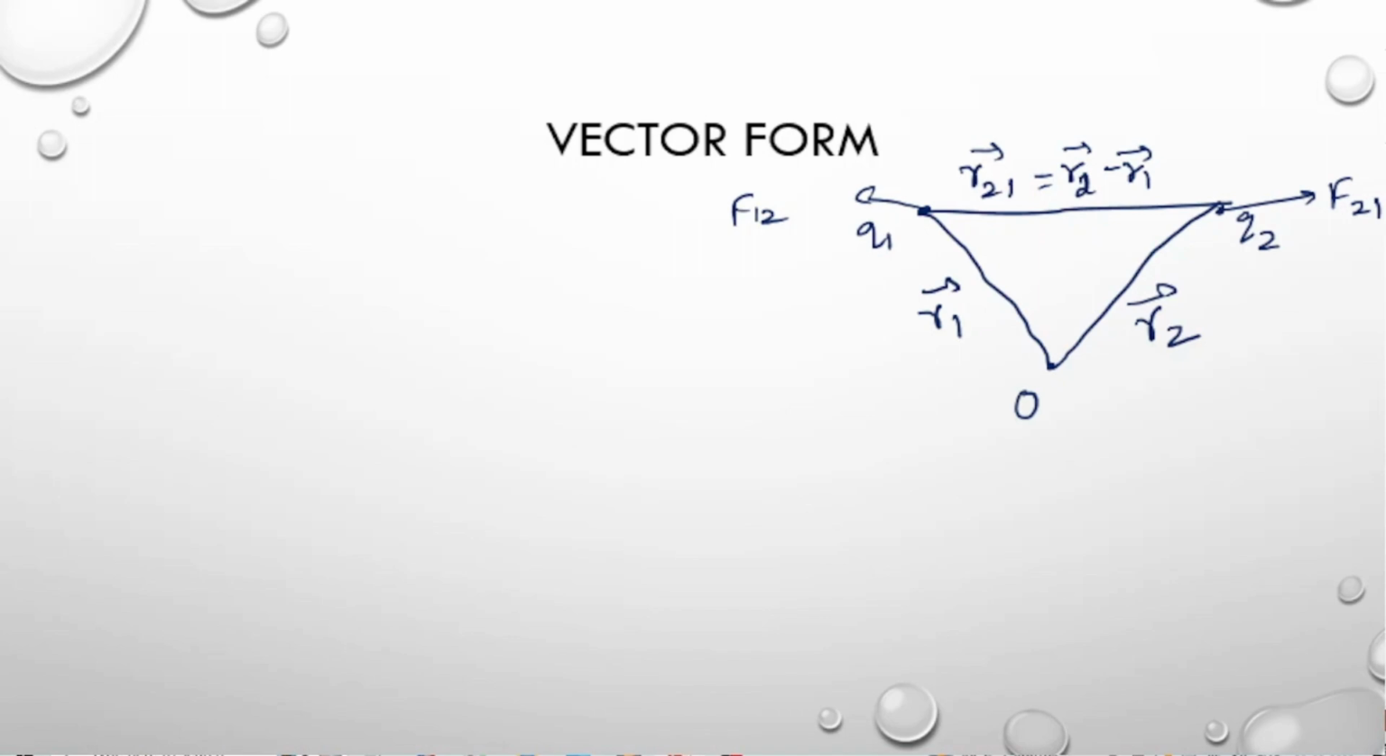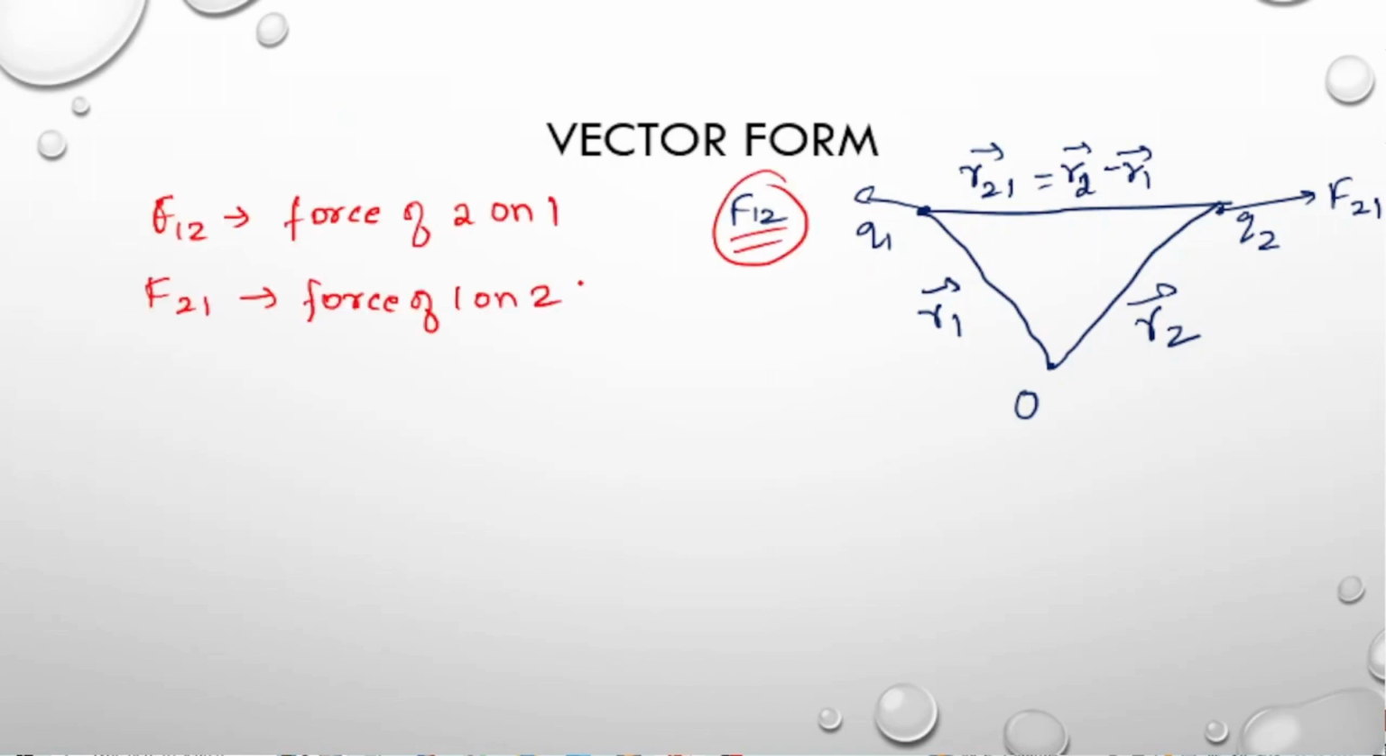Now we are going to start the derivation. Very simple derivation only. What do you mean by F12? F12 is nothing but the force of 2 acting on 1. F12 means force of 2 on 1. F21 is nothing but force of 1 on 2. That is the meaning.